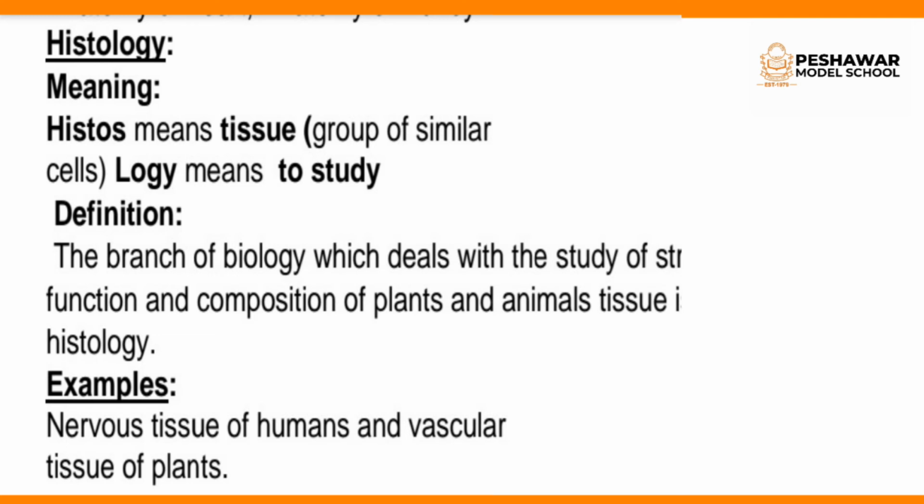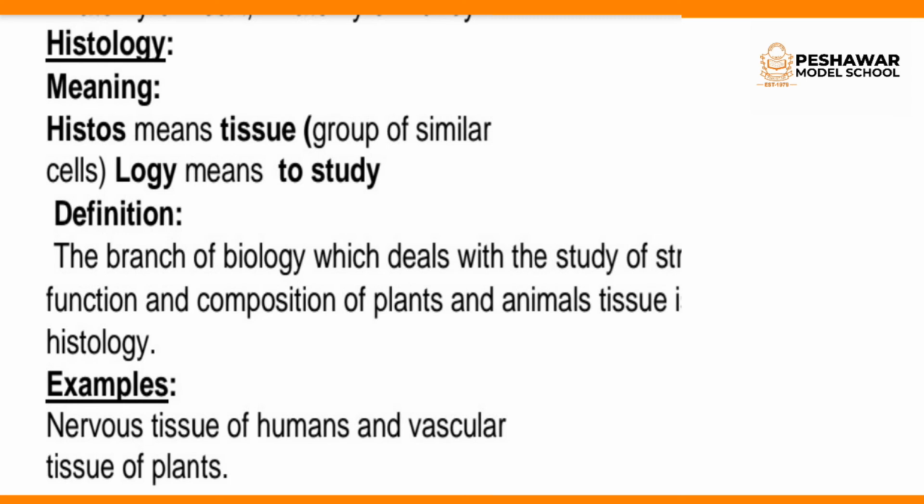So whenever these cells combine together, they form the tissues. These cells may be similar or they may be different. It is not necessary that these cells are all alike. These cells may be different from each other or the same, but when they combine together and perform a specific function, they are known as tissues.